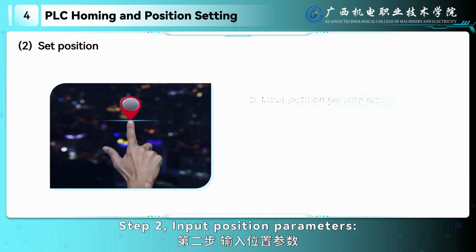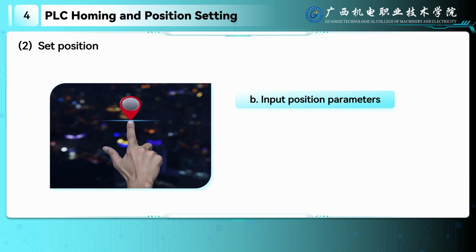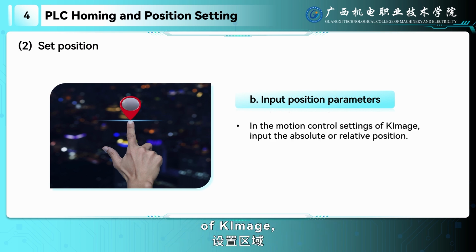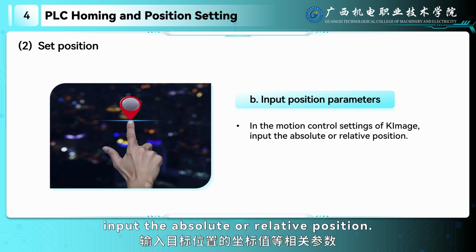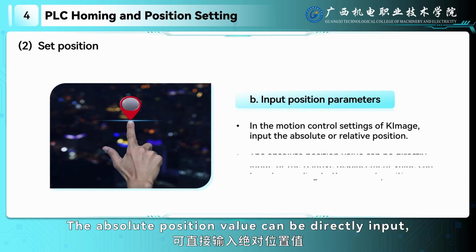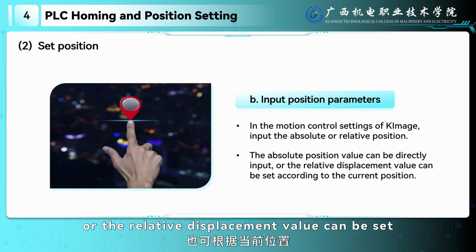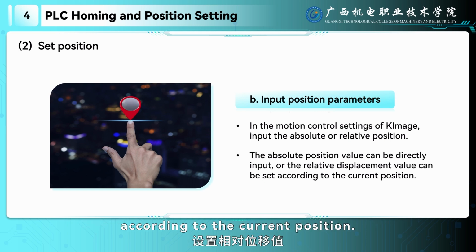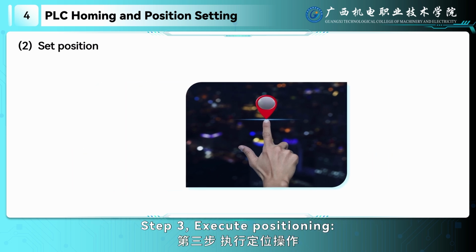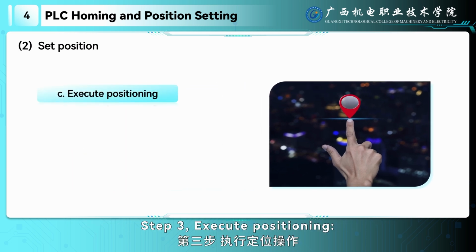Step 2. Input position parameters. In the motion control settings of Calibration, input the absolute or relative position. The absolute position value can be directly input, or the relative displacement value can be set according to the current position. Step 3. Execute positioning.